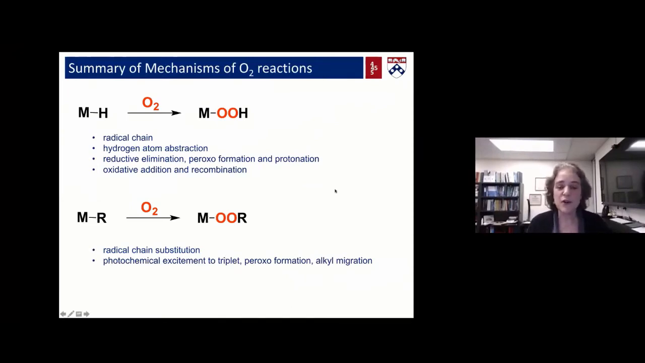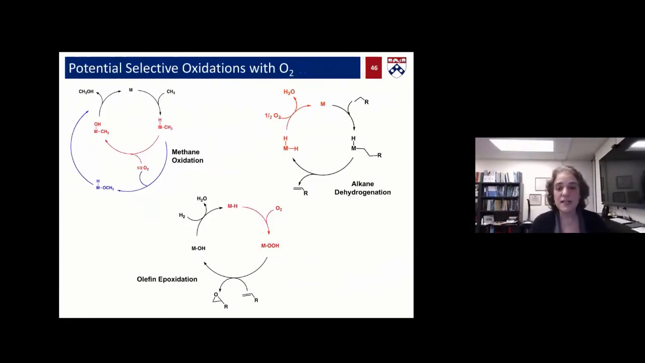But I think this is a really rich area to really understand the reactivity of organometallic compounds with oxygen, because we're going to need that if we want to put together cycles that use oxygen. And if you want to do something on a large commercial scale, for example, like methane oxidation or any of these large commercial commodity scale reactions, you're going to need to use oxygen as an oxidant.